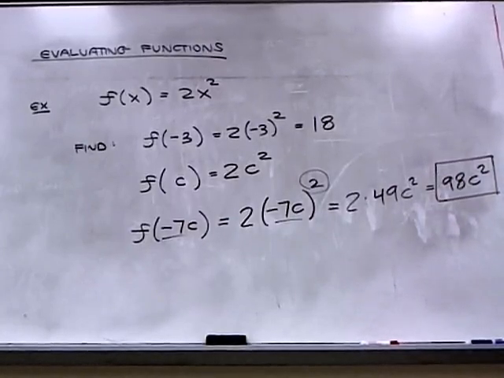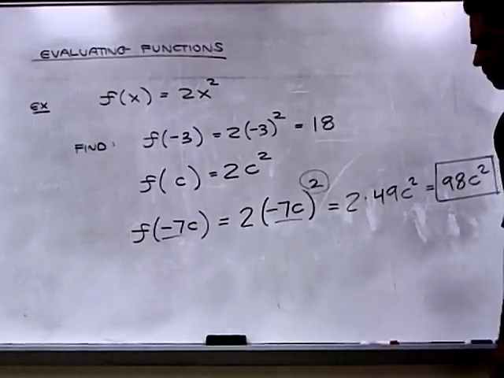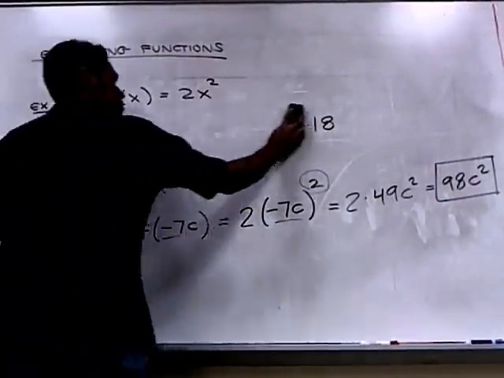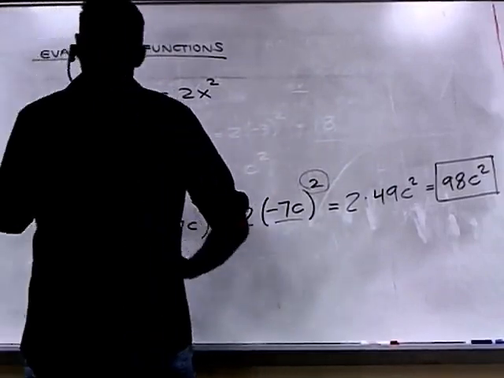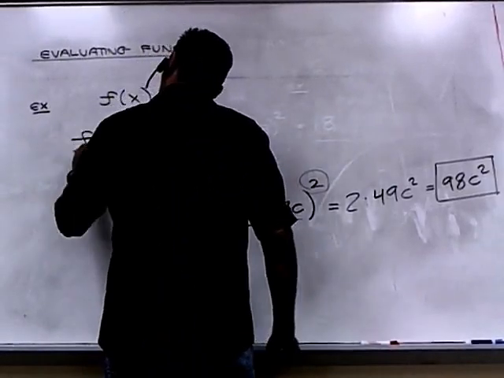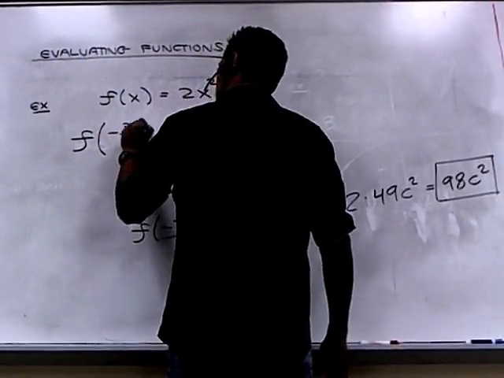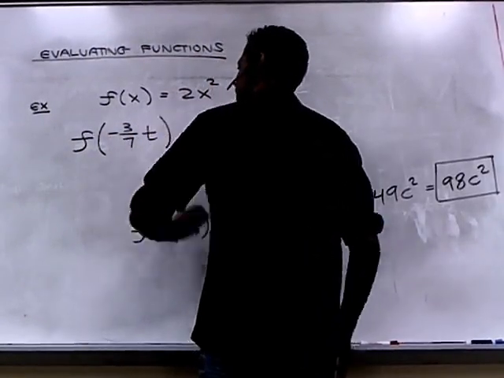Okay. Try a little bit more here. Same function, okay? Same exact function. I want you to try this one. What would f of negative 3/7 t be?